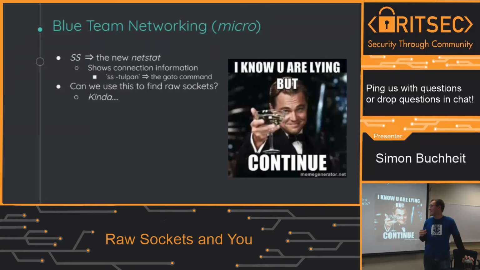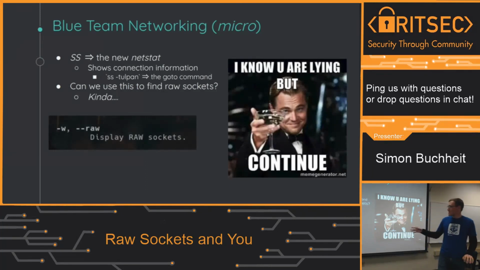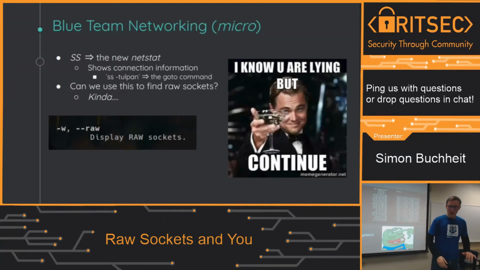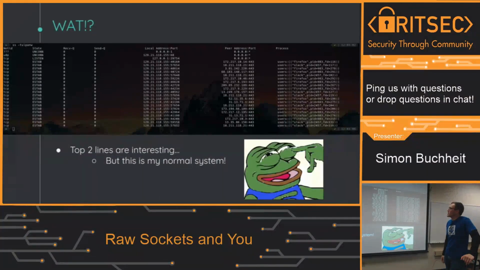So can we use this to find raw sockets? Well, yeah, cool. Looks like it. This is straight from the man page. So it looks like we can add -w. So it'd be tulpanw as our full command. Display raw sockets. Awesome. So let's look. All right, there's a problem. There's no raw sockets. What the heck, man?